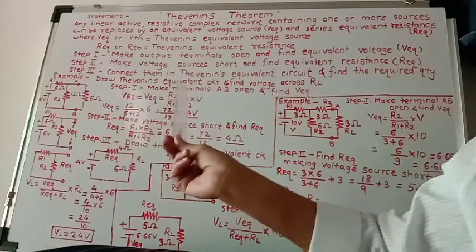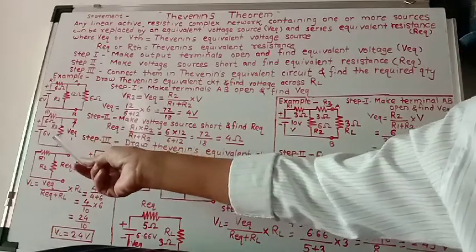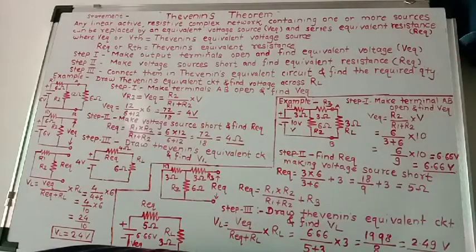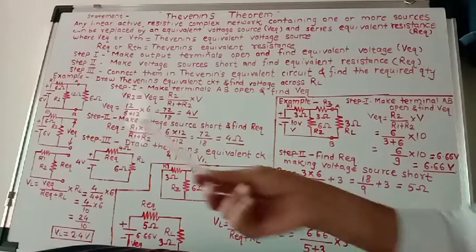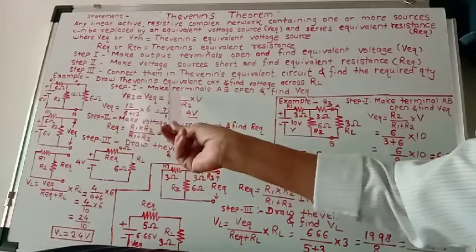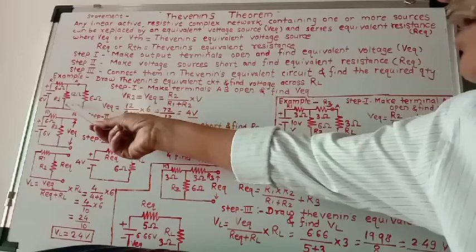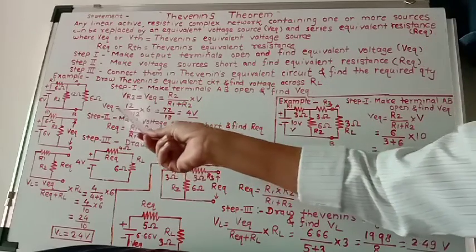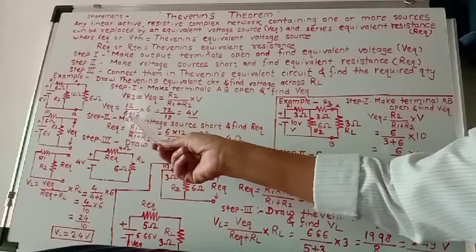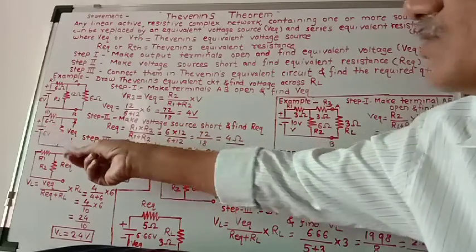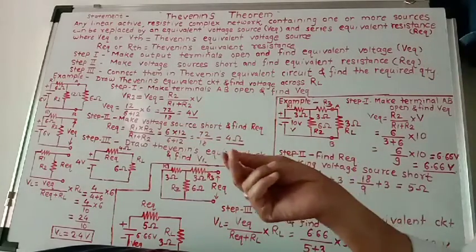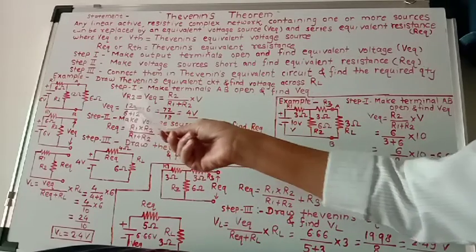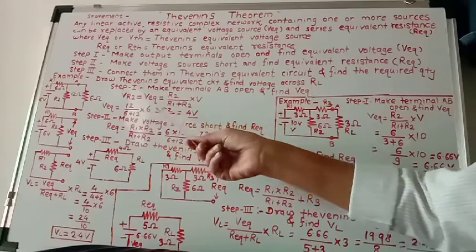So V is 6 volt, R2 is 12 ohm, and R1 is 6 ohm. Okay, so 12 divided by 6 plus 12 into V, 6 volt. That is equal to 12 divided by 18 into 6. So 12 into 6, 72.